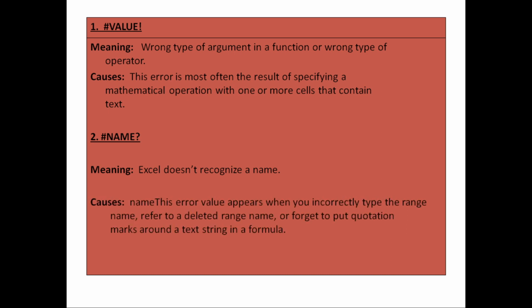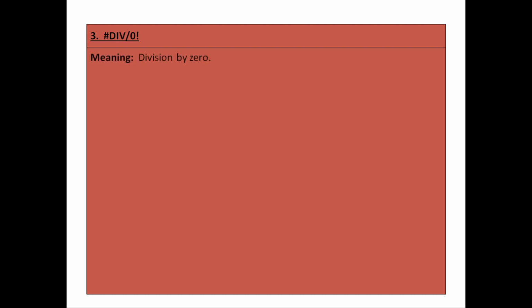Causes: this error value appears when you incorrectly type the range name, refer to a deleted range name, or forget to put quotation marks around a text string in a formula. 3. #DIV/0! Meaning: division by 0. Causes: the division operation in your formula refers to a cell that contains the value 0 or is blank.